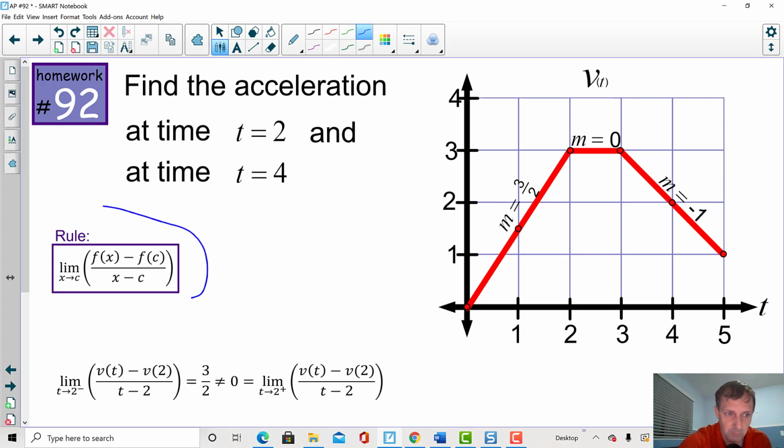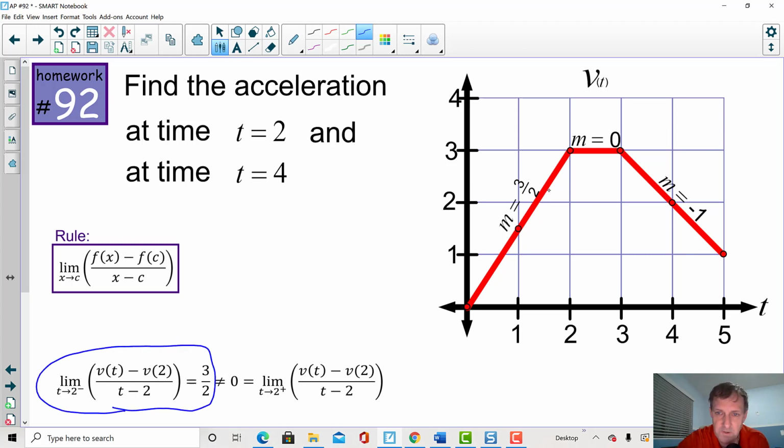You can see we have a rule right here for a derivative. The derivative at any point is going to be the limit as x goes to c of f of x minus f of c, all divided by x minus c. So we're going to apply that rule to our velocity function. And because it's a limit, the limit has to exist from both sides. So we'll check the limit from the left. We already know it's 3/2. And we're also going to check the limit from the right. Again, we know that that's 0.